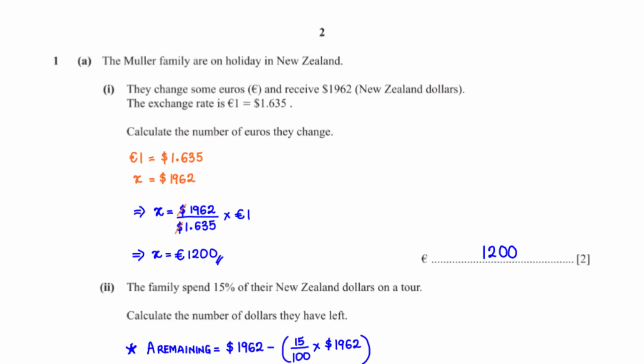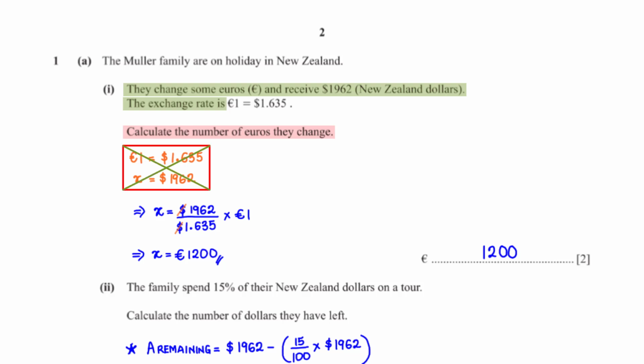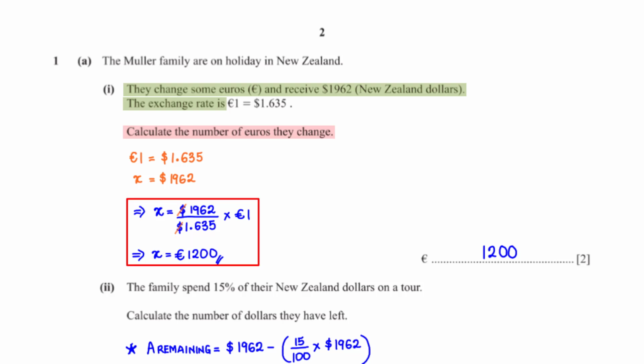The Muller family are on holiday in New Zealand. They changed some euros and received 1,962 New Zealand dollars. The exchange rate is €1 equals $1.635. Calculate the number of euros they change. If the exchange rate is €1 equals $1.635, then what will be the amount of euros received for $1,962? This is what we are calling x. When we cross multiply and make x the subject, this is what we have. This gives us 1,200 euros.